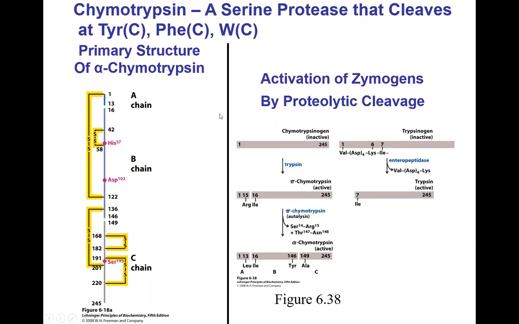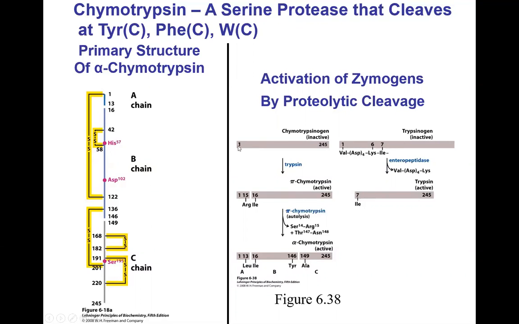Cool. So the question is, as I said, these proteases are often stored in the form of zymogens, and how are they activated? It turns out that many of them are activated by proteolytic cleavage. If you look at chymotrypsin, the original peptide is a single chain peptide.